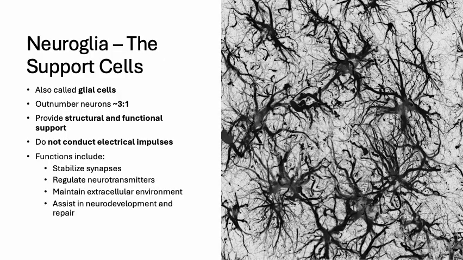Neuroglia, also called glial cells, are the support cells of the nervous tissue and actually outnumber neurons by about 3 to 1. While they do not conduct electrical impulses, they play essential roles in maintaining nervous system function. Neuroglia provide structural support, regulate the chemical environment around neurons, assist in nutrient delivery, and help with development and repair. By stabilizing synapses, they maintain proper conditions for signaling. Glial cells ensure that neurons can function efficiently and reliably.